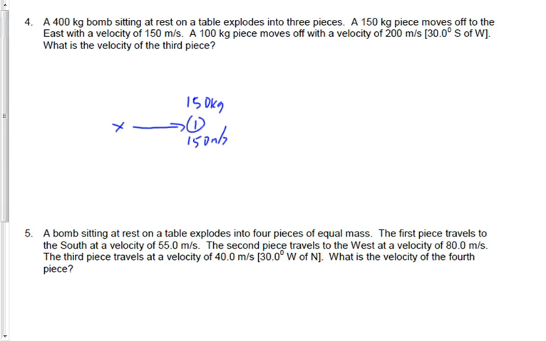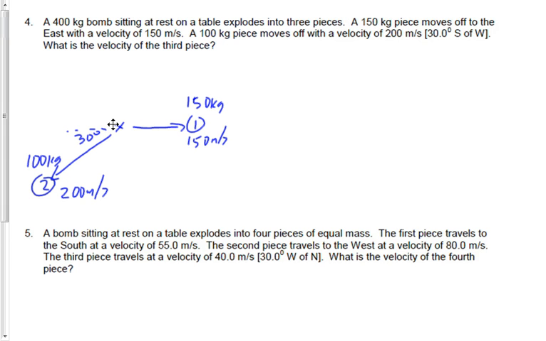We got another piece going south of west, 30 degrees south of west. We're going to call that piece number 2. Its mass is 100 kilograms, and its velocity is 200 meters per second at that 30 degrees south of west.